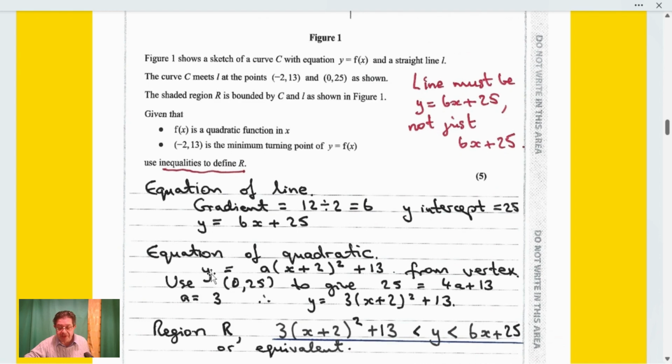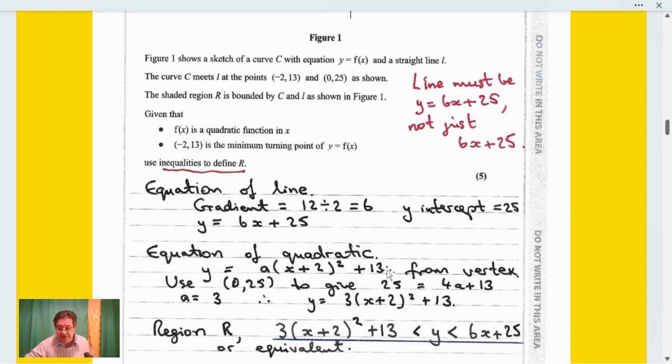Probably the easiest way of doing this is to write it in the form of a(x + 2)² add a constant. And the reason is we know that the vertex, the minimum turning point, is at minus 2. So the quadratic has got to have in it (x + 2)². It can be multiplied by a constant, which is going to be the coefficient of x squared. And we need also a constant as well.